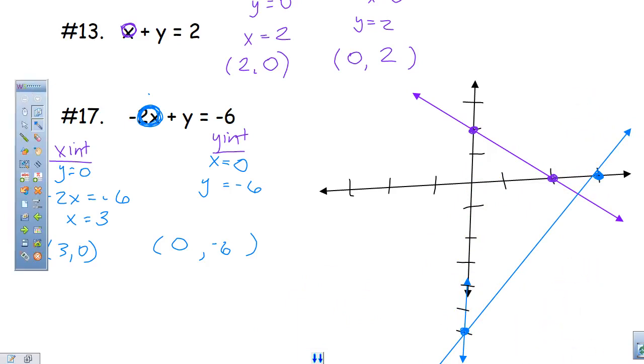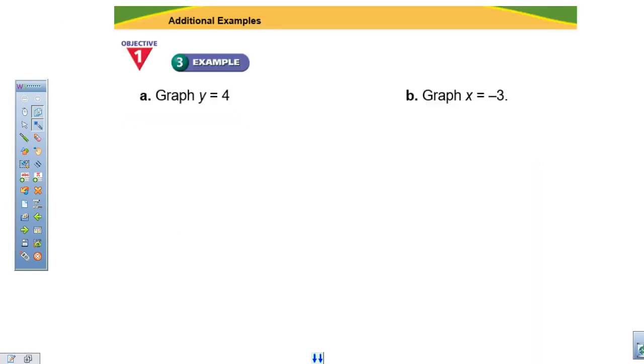Questions so far? Yeah, go ahead. Yes, write the ordered pair. Yep. Write the ordered pair, because sometimes the question will just be, what's the ordered pair? All right, last example for us to do together.